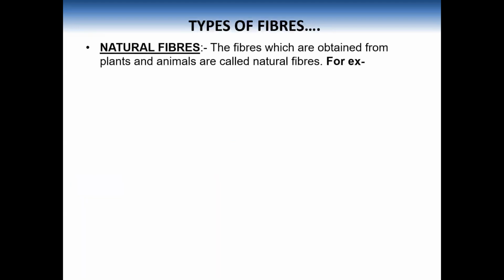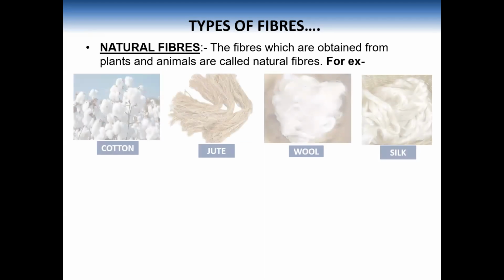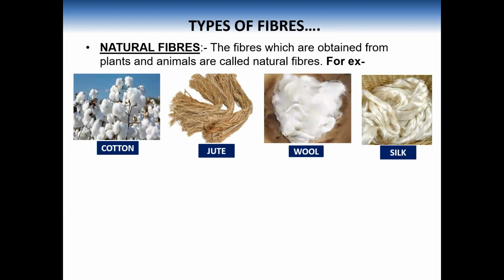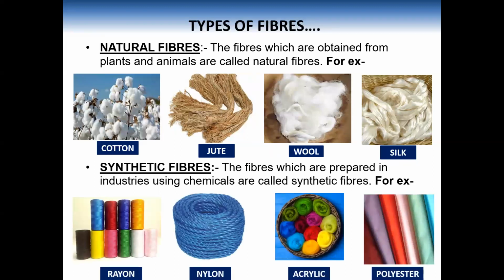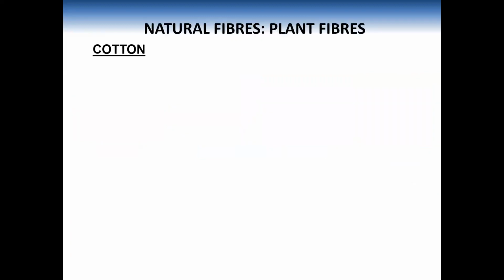So what are natural fibers? The fibers which are obtained from plants and animals are called natural fibers. For example, cotton, jute, wool, and silk. Whereas the fibers which are prepared in industries using chemicals are called synthetic fibers. For example, rayon, nylon, acrylic, and polyester. In this chapter, we will discuss only plant fibers. And the first example is cotton.